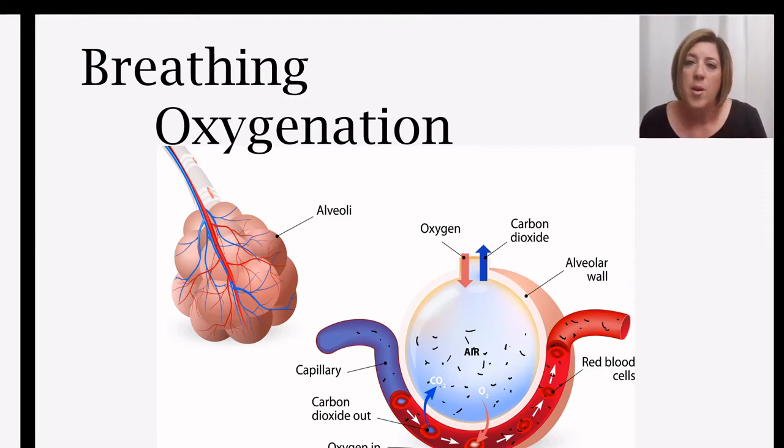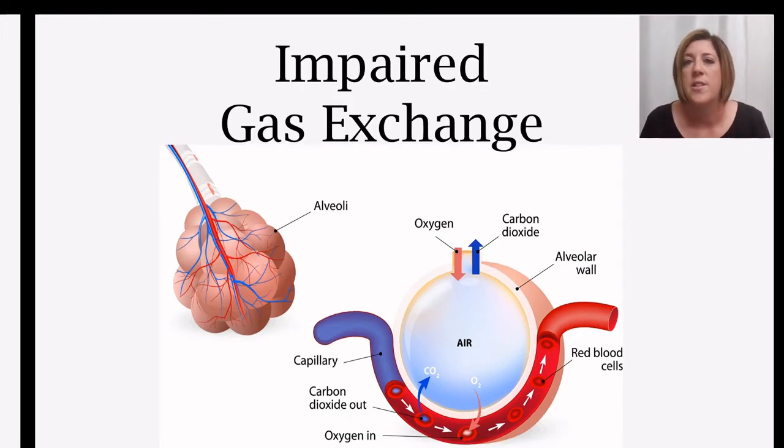So if we have a problem in this process, the nursing diagnosis for this is impaired gas exchange. So there are a number of things that can cause problems. One we kind of talked about was the difference in partial pressure between the oxygen in the alveoli and the oxygen in the bloodstream. Another one is surface area.